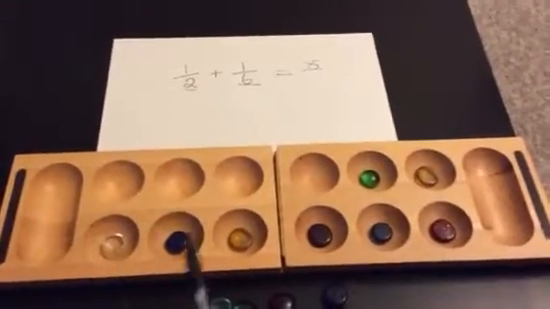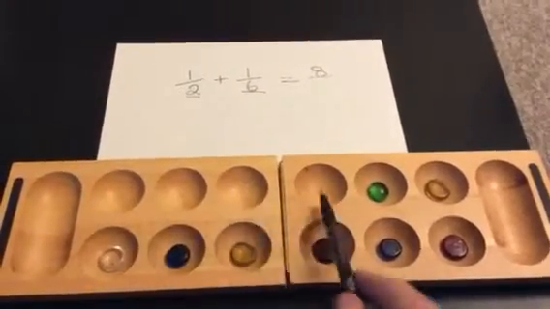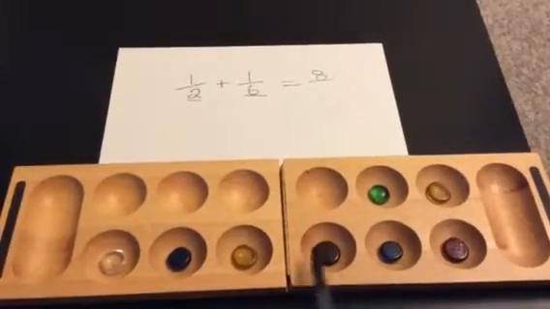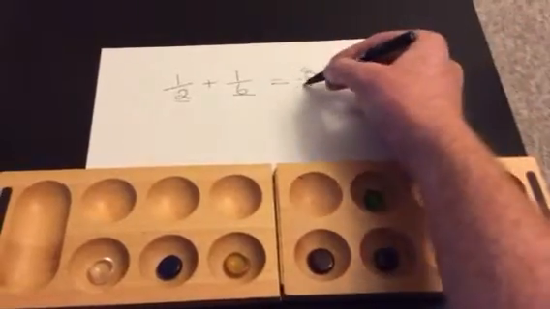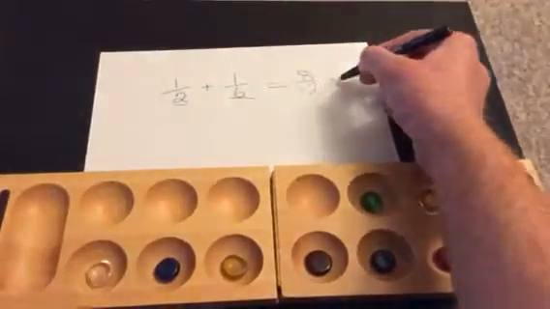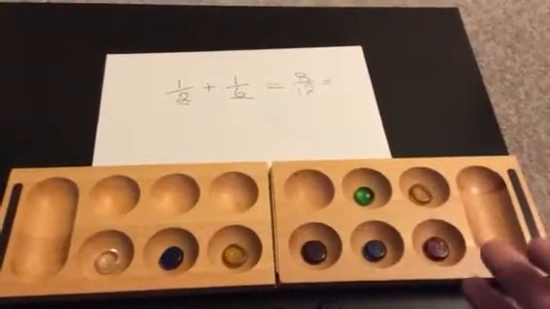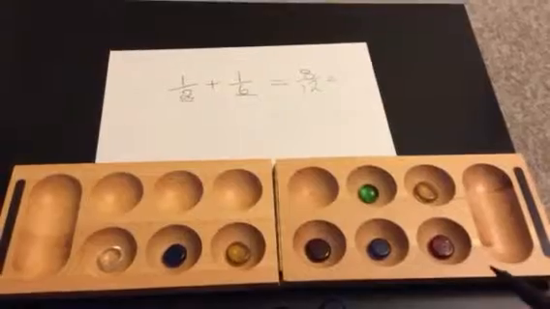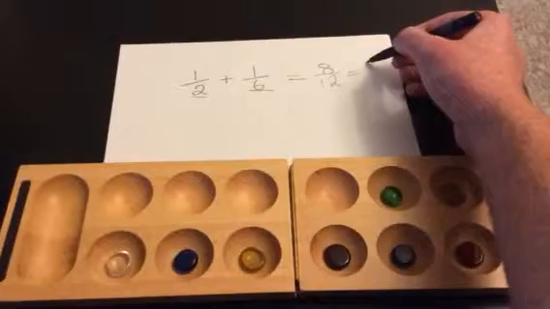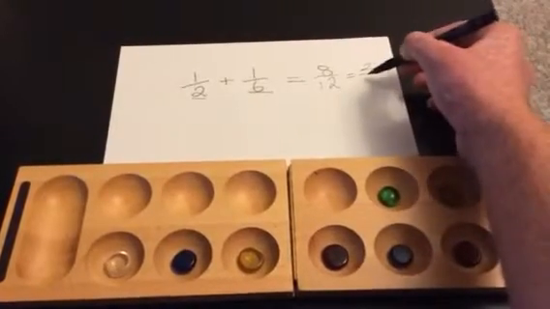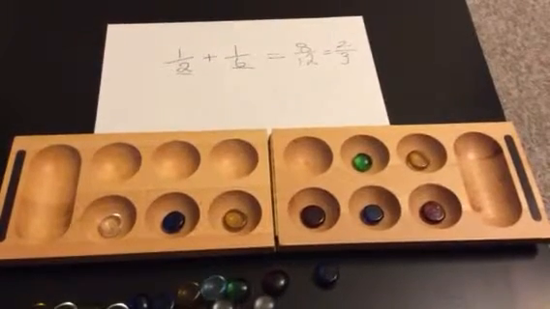Out of how many actual spaces are in our whole Mancala board? 1, 2, 3, 4, 5, 6, 7, 8, 9, 10, 11, 12. So a half plus 1/6 is going to be 8 over 12. And we can actually write that as an equivalent fraction, or a fraction that looks different, but it actually is the same. If we divide both the numerator and the denominator by 4, we get 2 over 3, or 2/3.